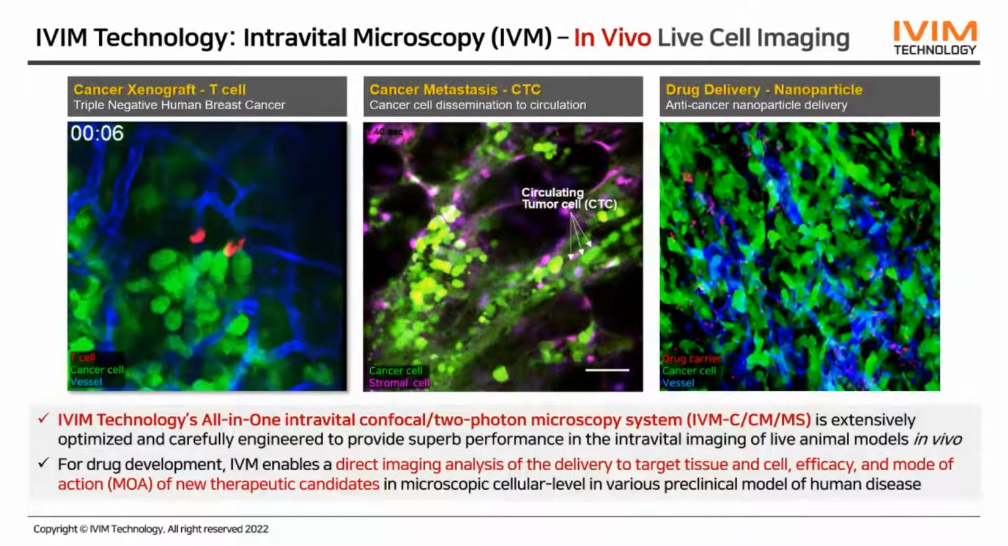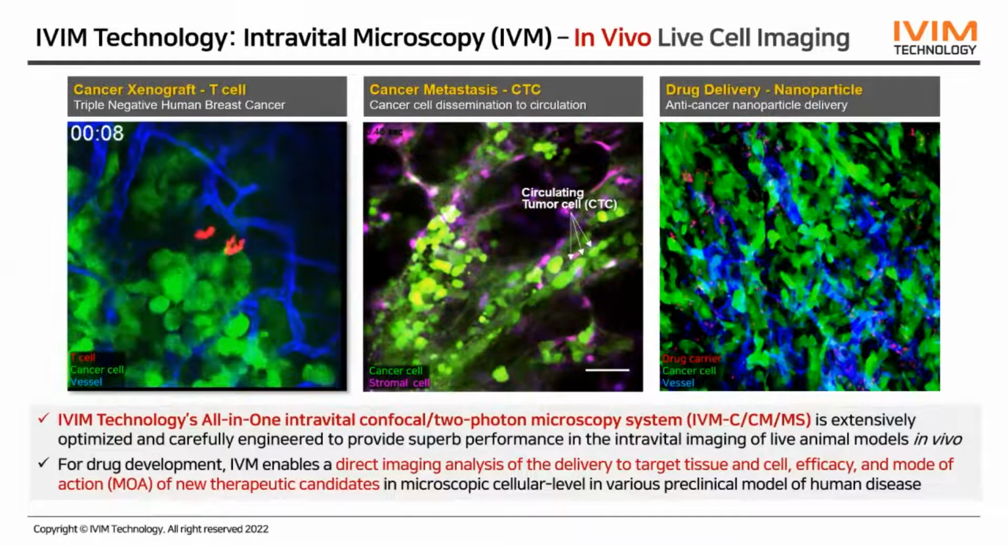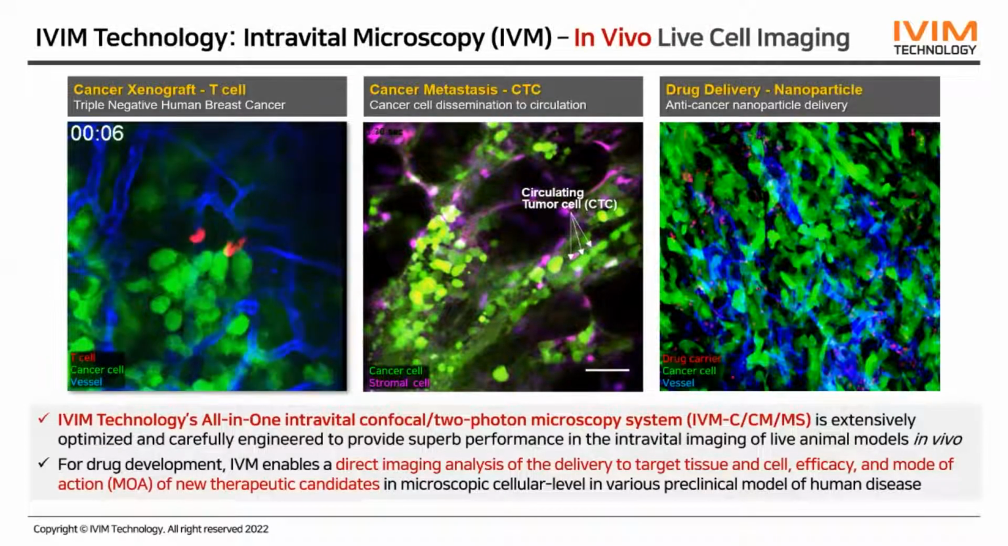In terms of tumor, the IVIM system can be applied to the cancer xenograft model, investigating T-cell interaction with tumor cells in vivo, and a cancer metastasis model visualizing circulating tumor cells flowing through the blood vessels. We can perform imaging analysis of the in vivo drug delivery effects to the tumor tissue.